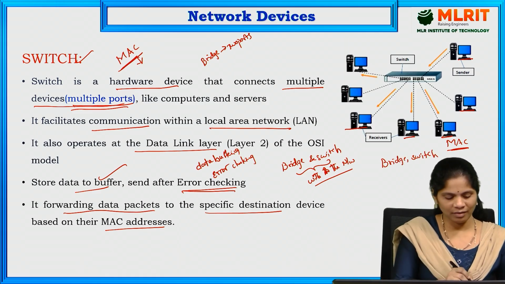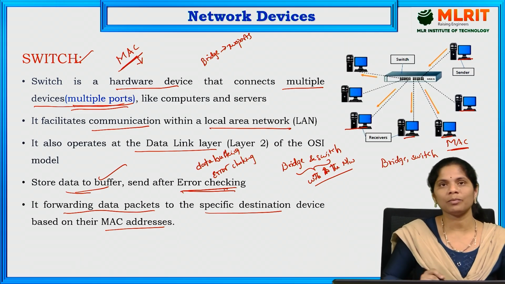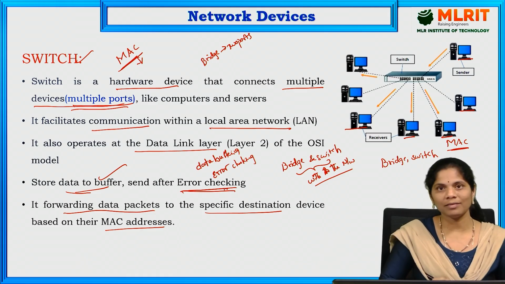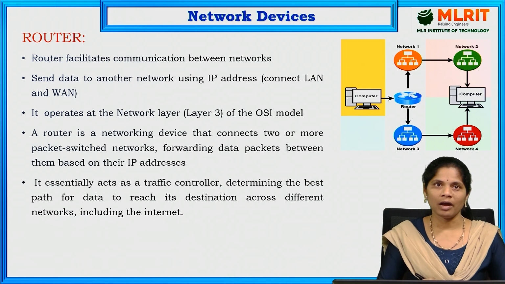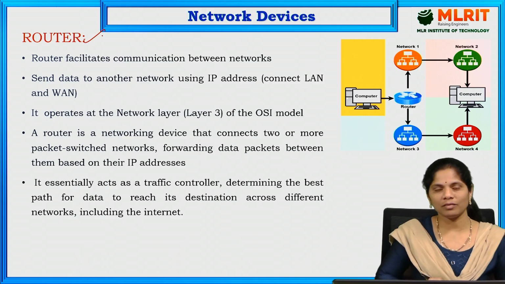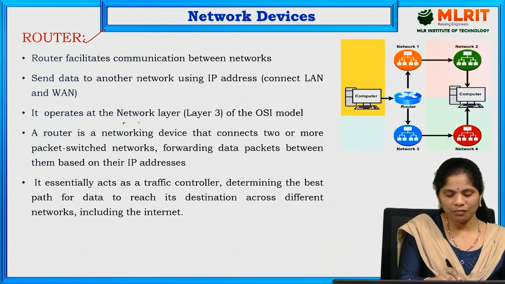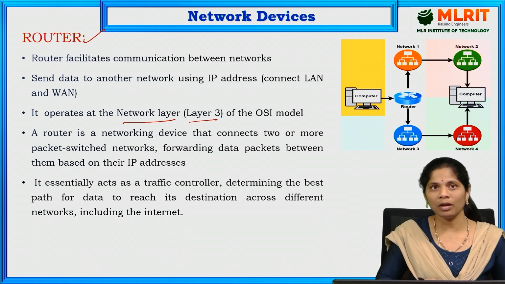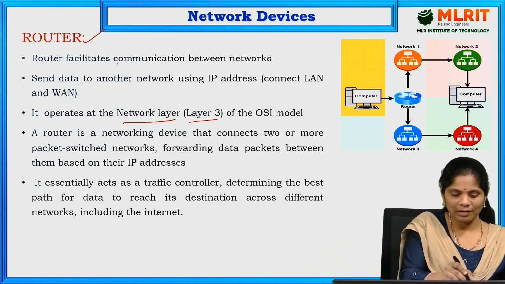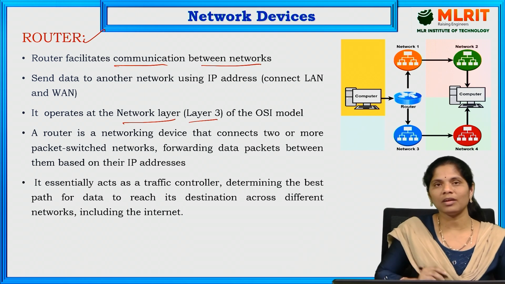The main difference is there is no data buffering and error checking in the bridge, but in the switch, buffering is there, and at the same time error checking is also there. This is about the switch. And the next device is the router. What is a router? It is used in the network layer in the OSI reference model, that is layer 3. It also facilitates the communication between the networks.